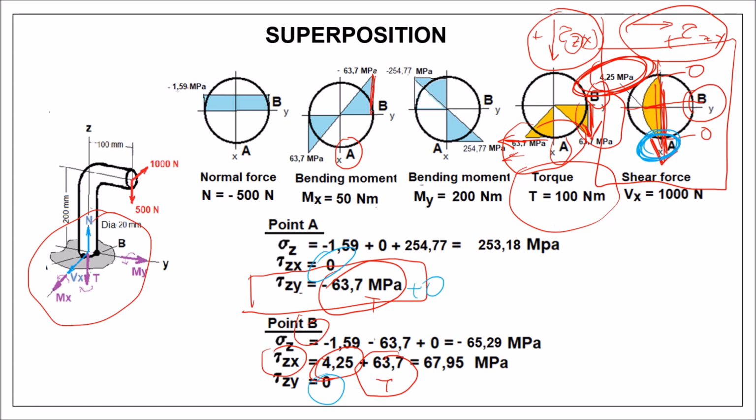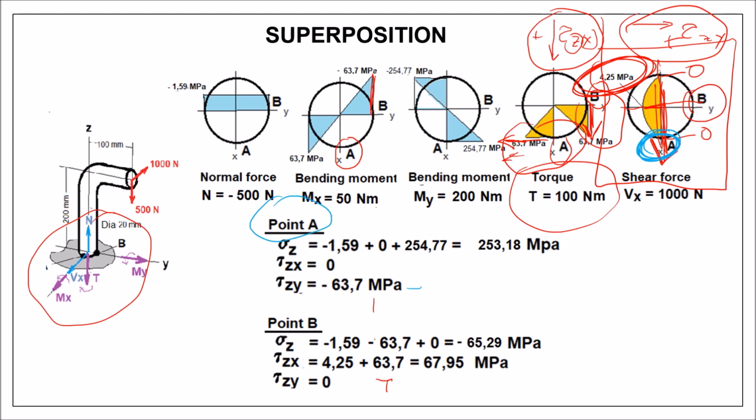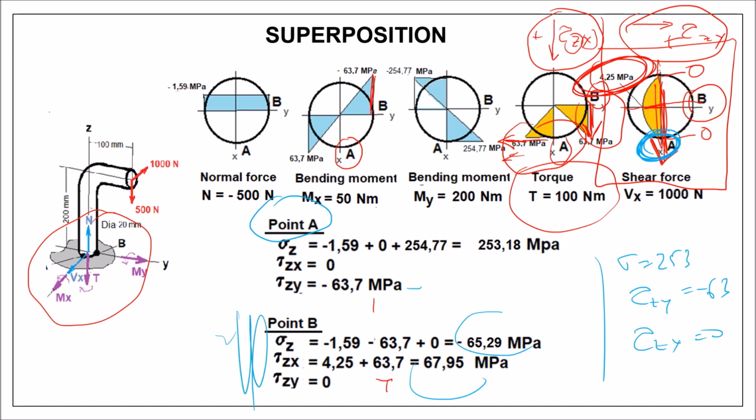So after having done this superposition, let us have a look. Well, the answer to this problem is, in point A, we have sigma plus 253, tau zy minus 63, and tau zx 0. Well, the same you can give also for point B.